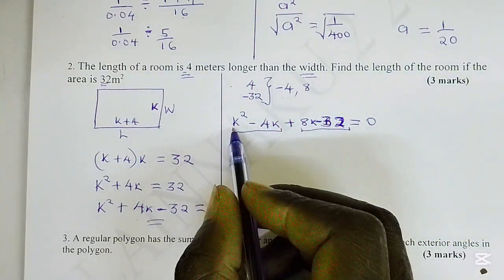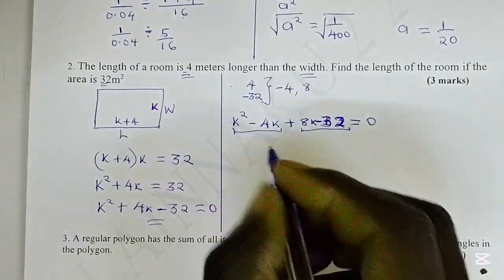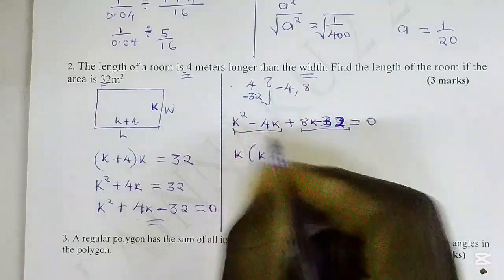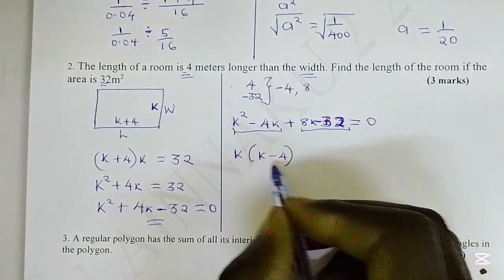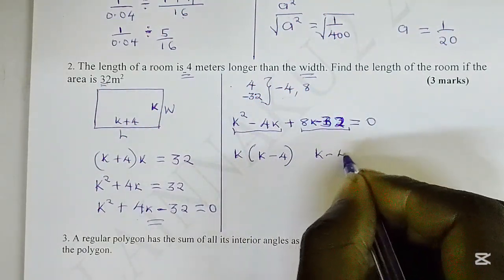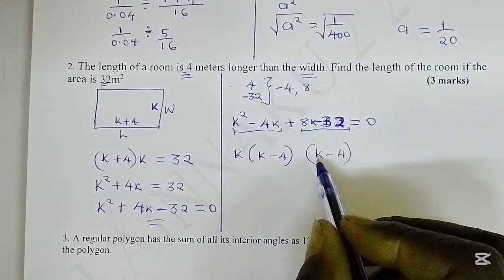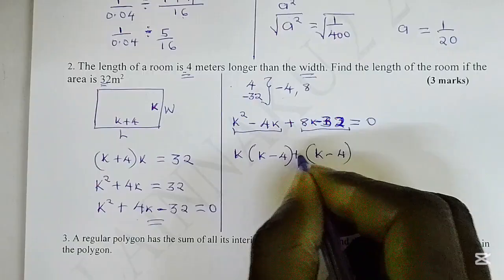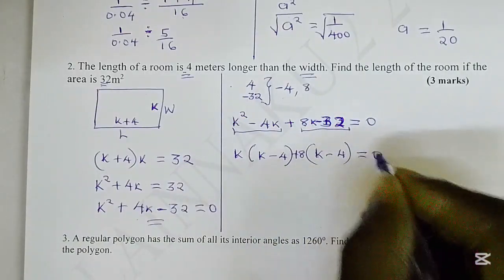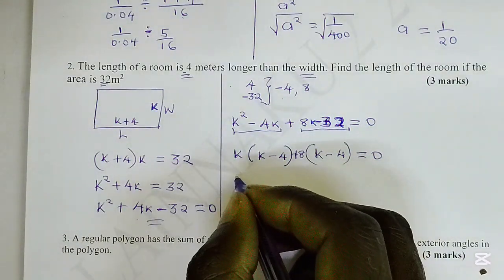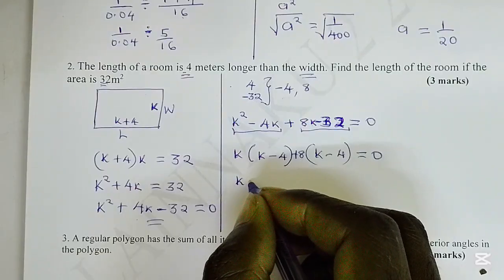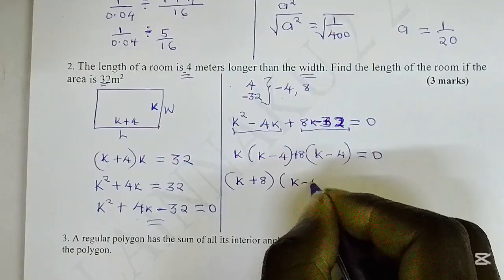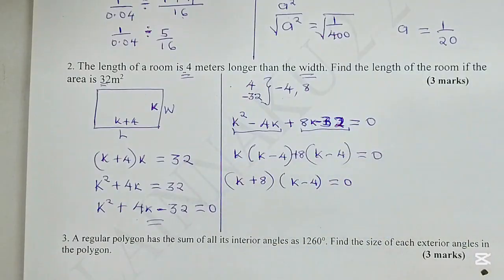Now we are going to factor out the common factor. Common factor between K squared and minus 4K is K. So you'll have K minus 4. So you'll have K minus 4 also here. So what do you do to K to get 8K? You multiply it by positive 8. Then this one equals 0. So when you factorize, you'll find the roots are K plus 8, then K minus 4, and this one gives us 0.